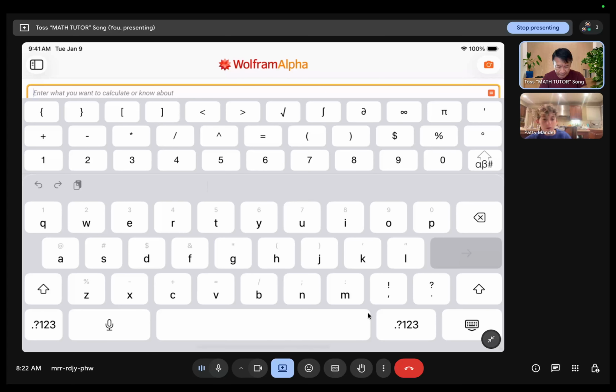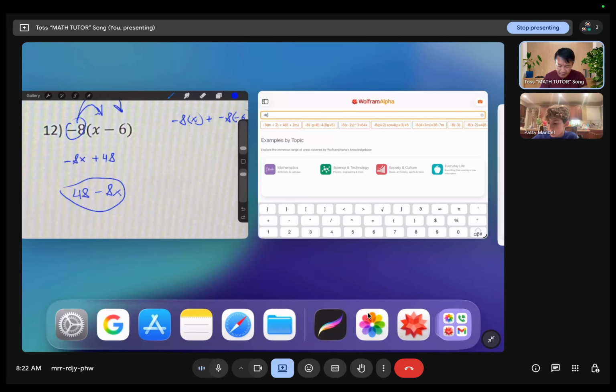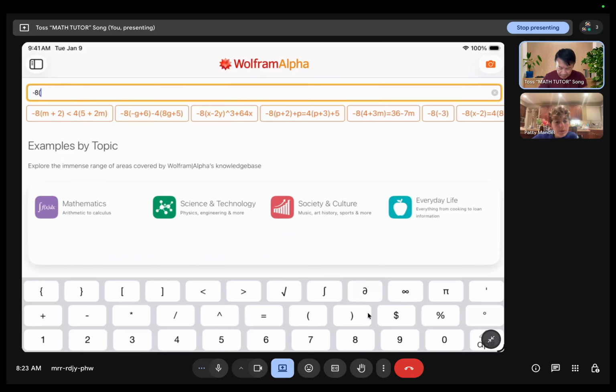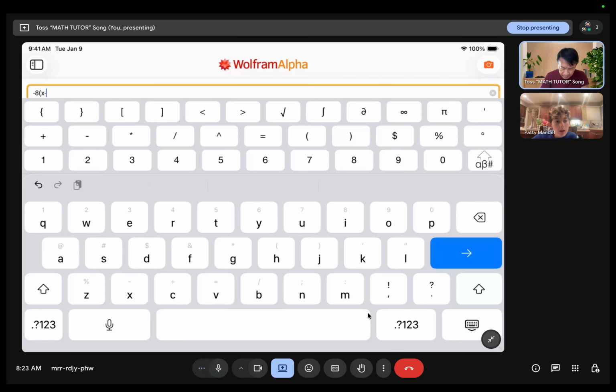Watch. I'll do a negative 8. Now this is online. It's not only an app. It is an app here, but it's also online, free. You could Google it and maybe bookmark it. It's Wolfram Alpha. It looks just like this, with the same logo and everything. Then you can test this out if you want. So what was that again? It's x minus 6. Let's see what it looks like.